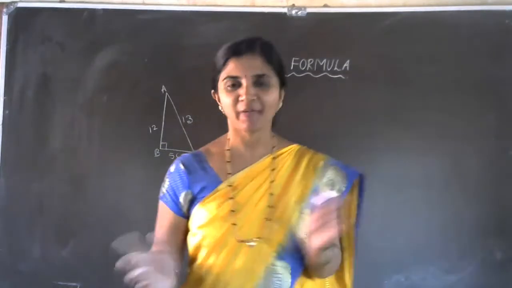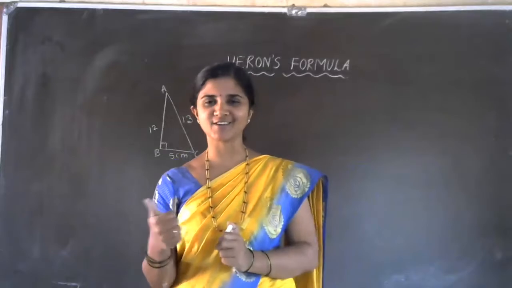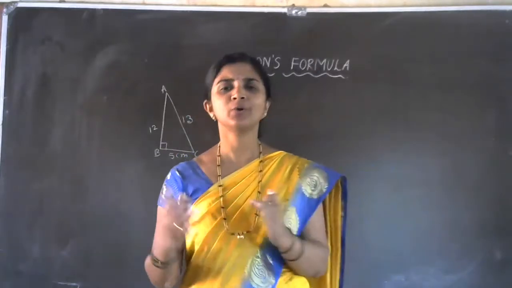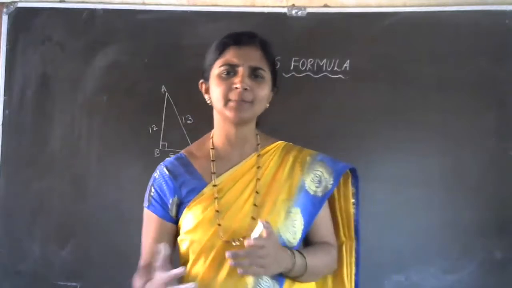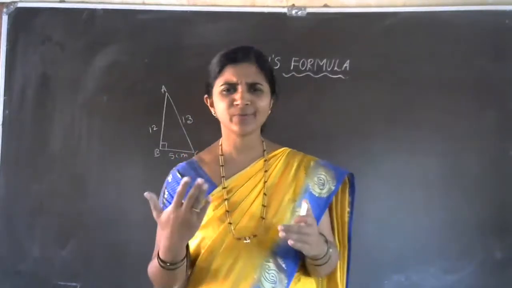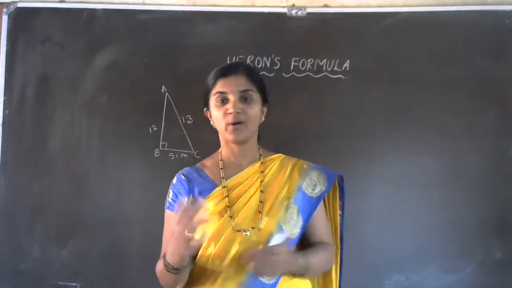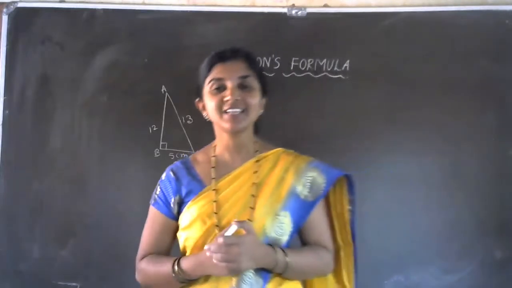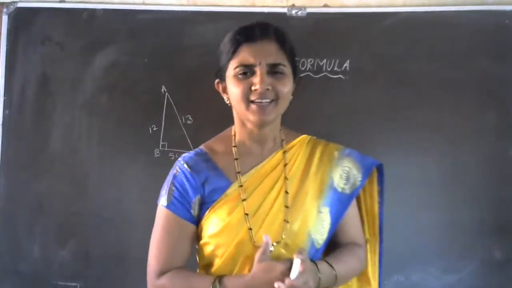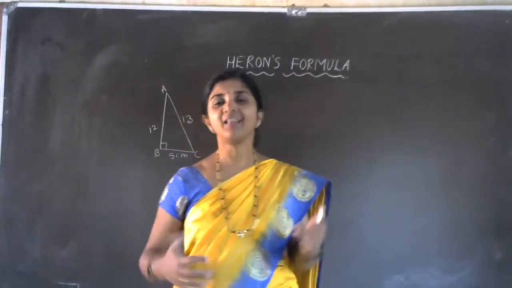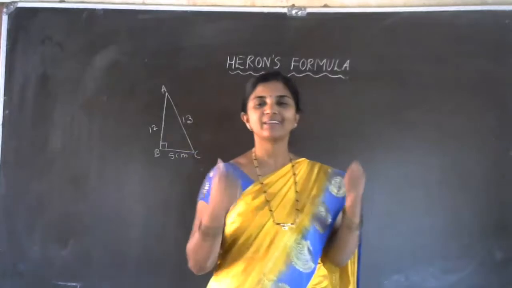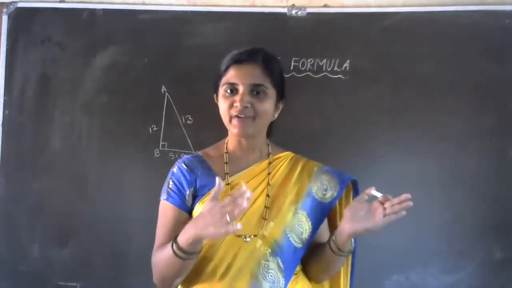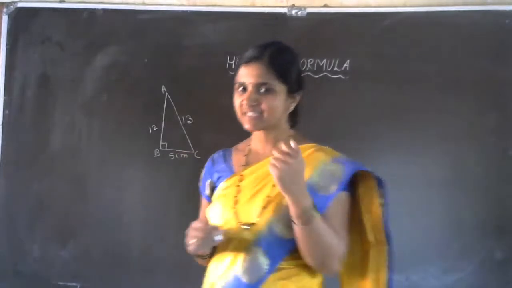You are all familiar with plane figures like triangle, square, rectangle, and parallelogram. You know the area and perimeter concepts, and you know the area of a square. What is the area of a rectangle? Length into breadth. What is the area of a triangle? Area of a triangle is equal to half into base into height.